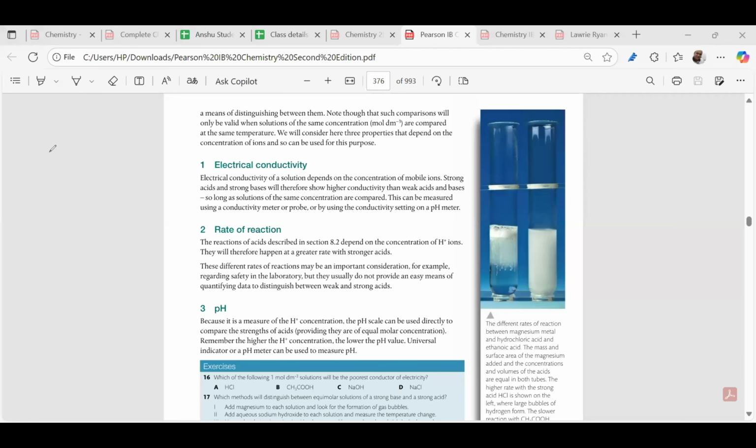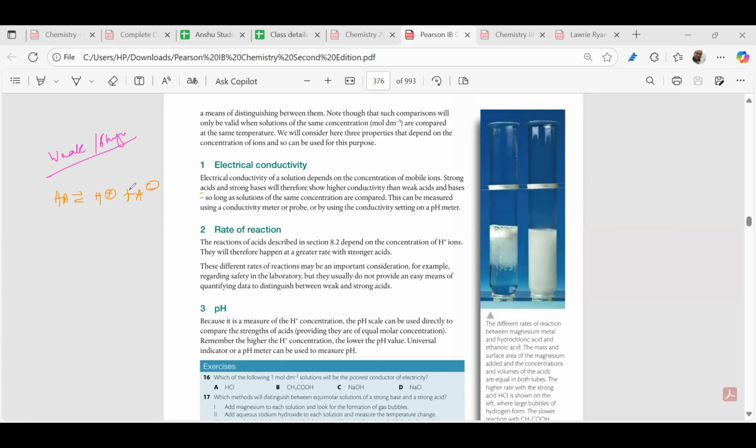When we talk about a weak acid and a strong acid, how can we experimentally determine which is which? As per the past paper we just saw, a weak acid and a strong acid have to be determined experimentally. The main fundamental is that a weak acid will be in equilibrium, isn't it?